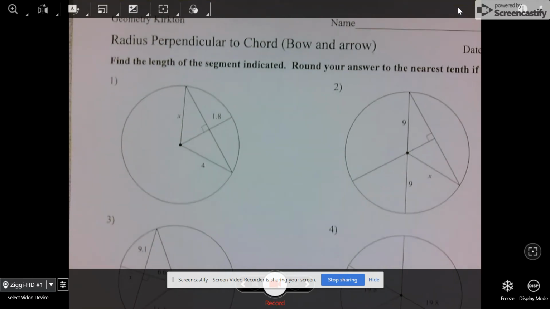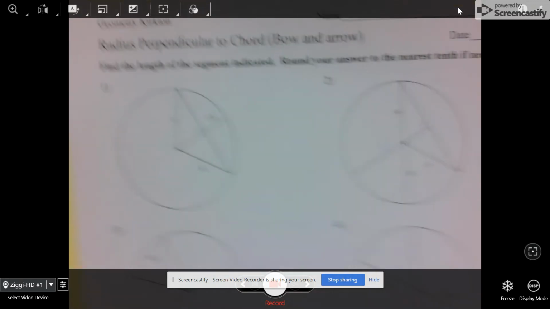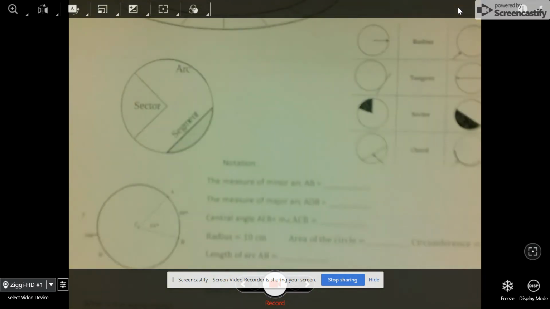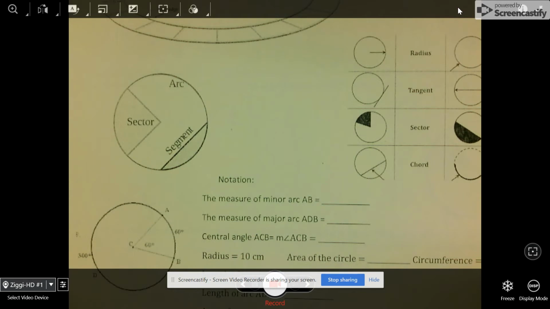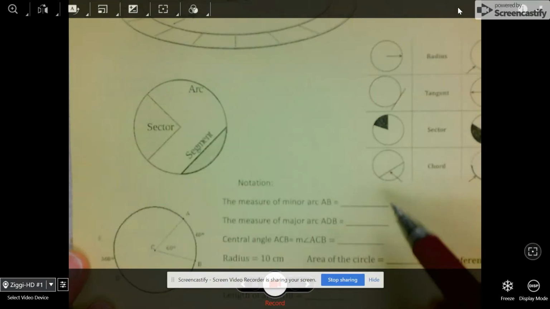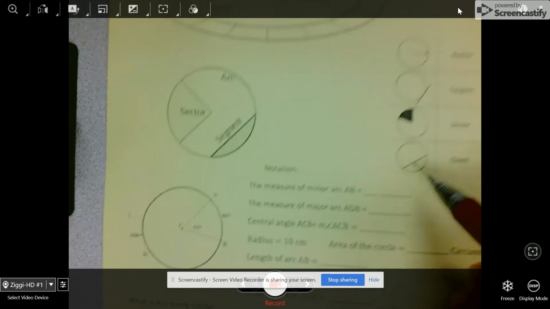I'll come back to this page and do some examples, but I want you to pause the video and get out your yellow paper that has all the properties on it. Go ahead and pause this right now. And when you pick it back up, you can find some space there in the middle of the back.